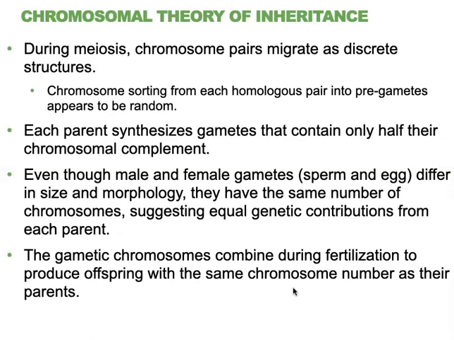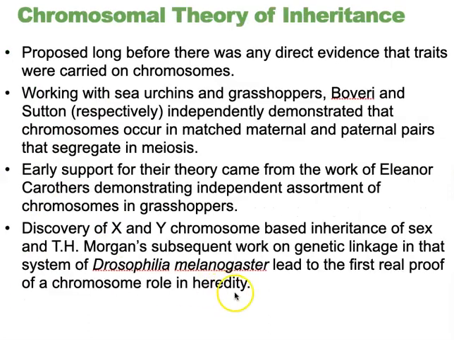And because you understand what meiosis is doing, you've recombined that genome, you can now begin to think about what Mother Nature might be doing with that information. If we follow this along, working with sea urchins and grasshoppers, what they did is they independently demonstrated that chromosomes occur in matched maternal and paternal pairs in meiosis.